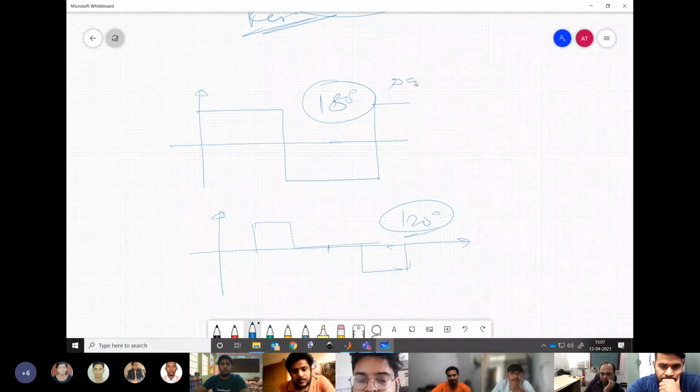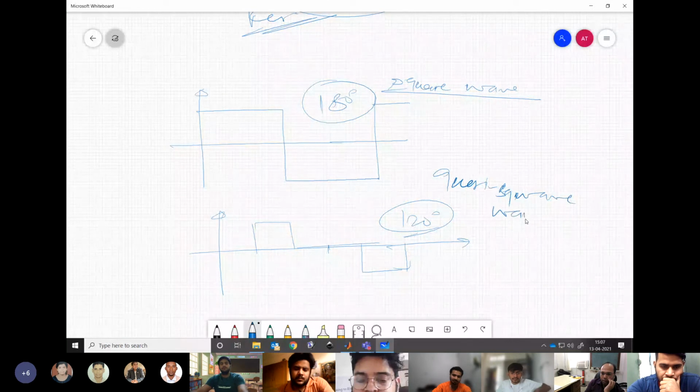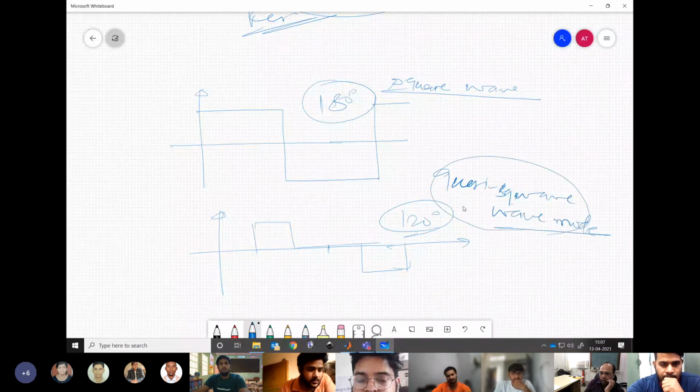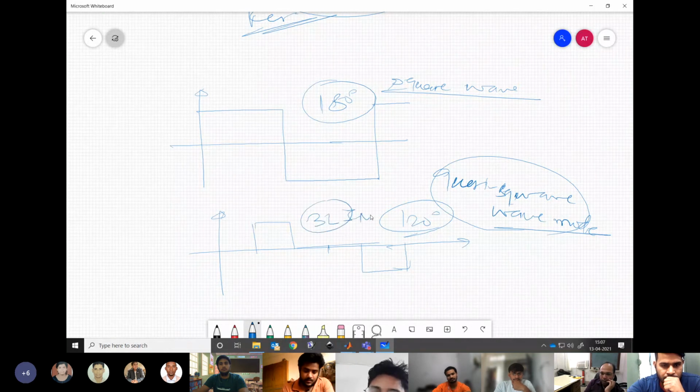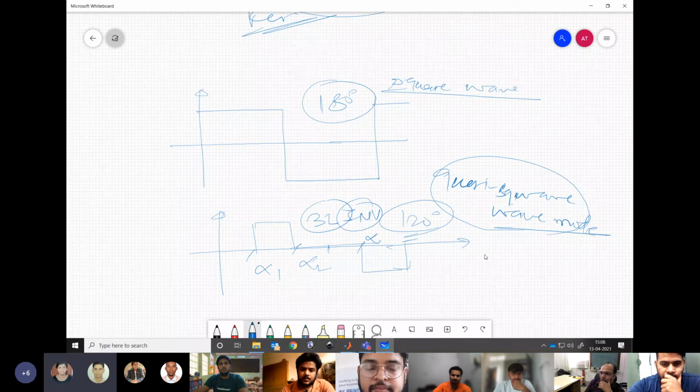Yes, this is what your square wave mode is. And this is something called quasi-square wave mode. Quasi-square wave mode means it looks like a square wave, but it is not exactly a square wave. This is nothing but your 3-level inverter operating with some alpha 1, alpha 2, isn't it? Yes, sir.